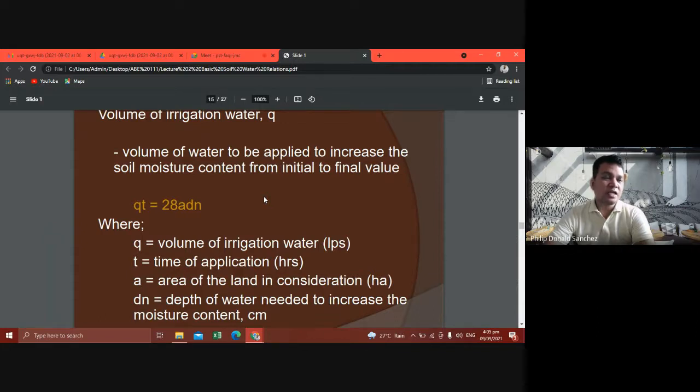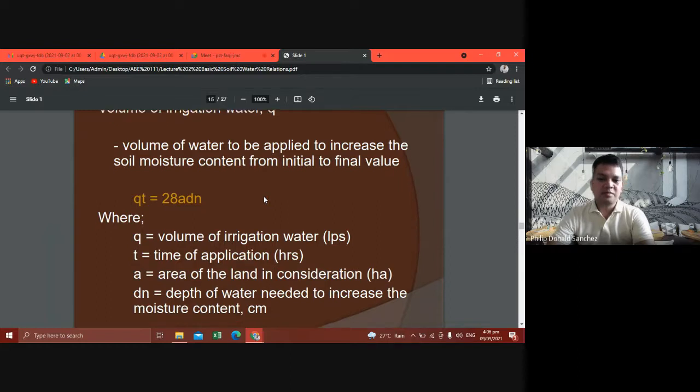So the 28 is again the constant when you use liters per second as a rate and hectare as the area. So in the equation, whenever you use hectare for the area, you use 28 ADN, and your depth needed is in centimeters. Once your depth needed is in centimeters, say 10 centimeters, and your area is in hectares, then you use the 28 ADN equation to get the volume of irrigation water needed for that particular area.